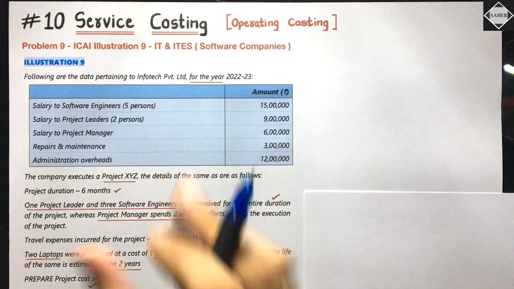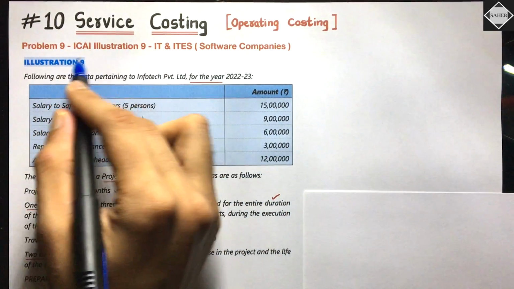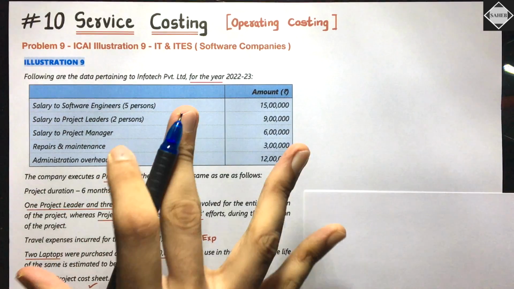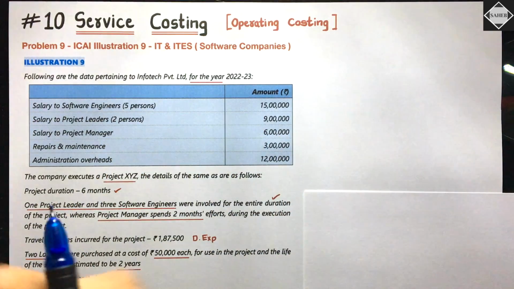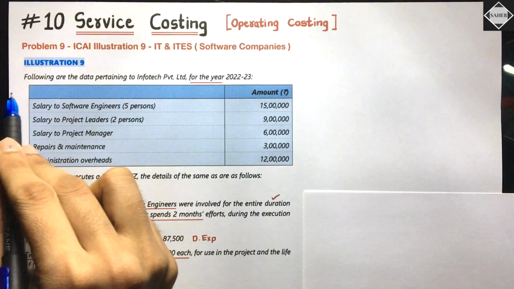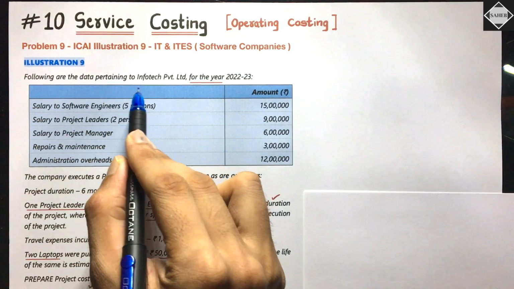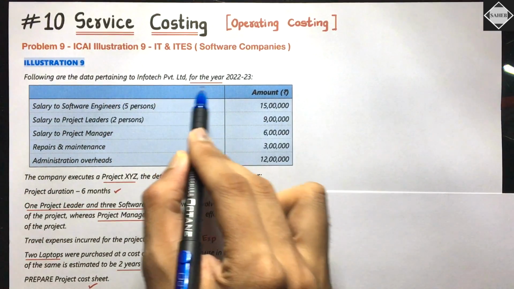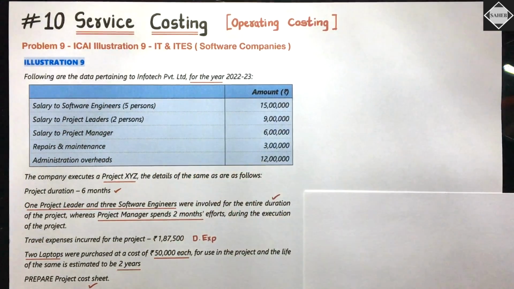Now see here, back to the problem. Illustration 9 from the ICAI study material. It's based on a software company, as I said earlier. So let's read this. Following are the data pertaining to Infotech Private Limited for the year 22-23. Whatever data is given over here is of that year. Now first they are talking about the salaries.